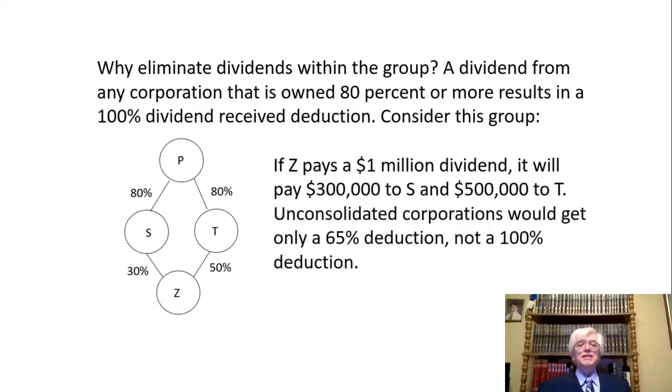Unconsolidated corporations would get a 65% deduction. So on S and T's unconsolidated calculation of taxable income, there would be a 65% dividend received deduction, and there would be a 35% of the dividends actually included in gross income. So we're eliminating as an intercompany item the dividend from Z to S and to T, because we can't just rely on the 100% dividend received deduction to take care of the problem. It wouldn't in this case.